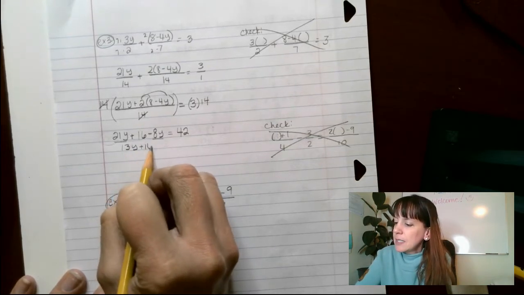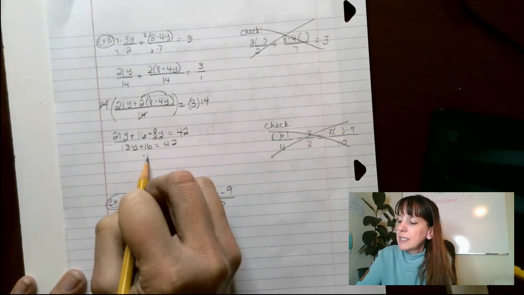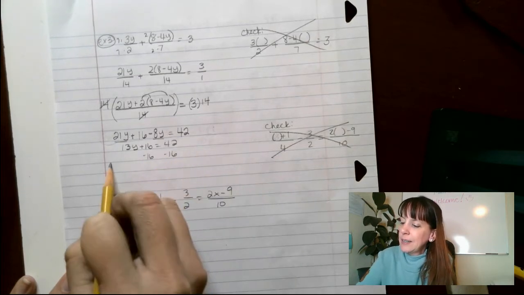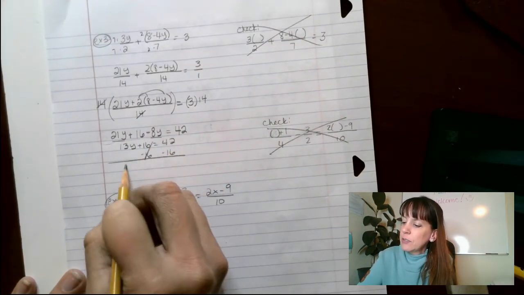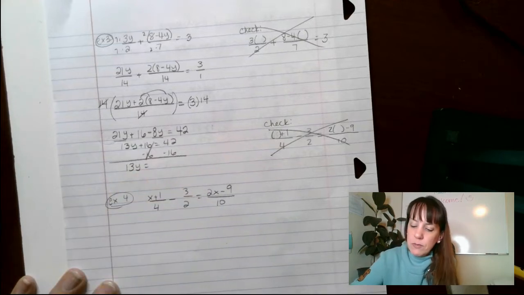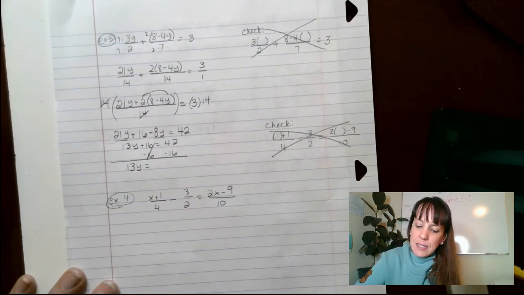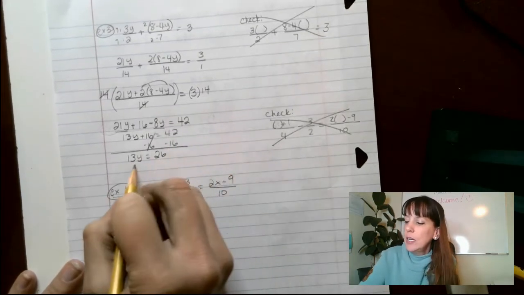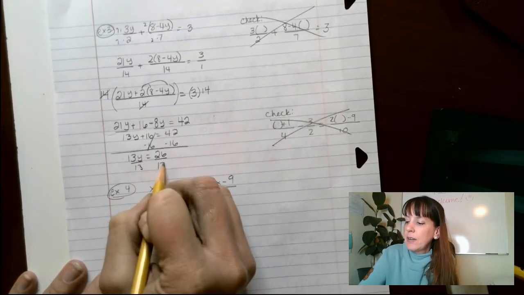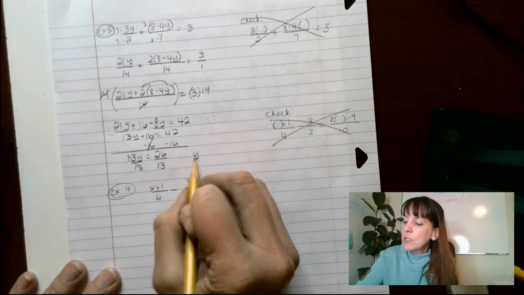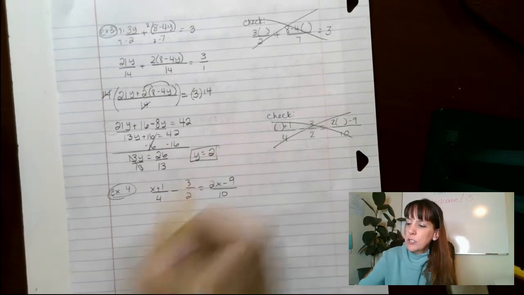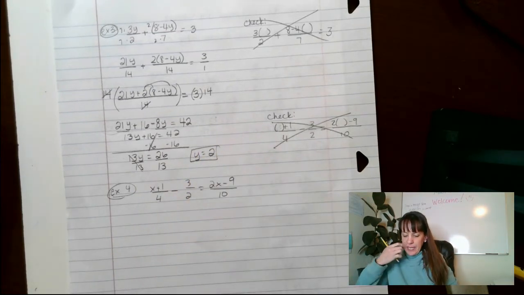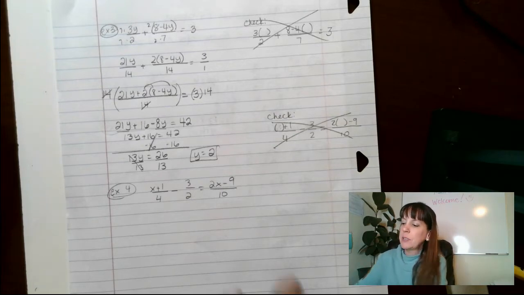13y plus 16 equals 42, minus 16, minus 16. Whoosh. Cancel out. 13y equals 42 minus 16, which gives me 26. Ooh, this is an easy one, a fun one, because divide by 13, y equals 2. So that was for example number 3. Good, let's look at example number 4 here.